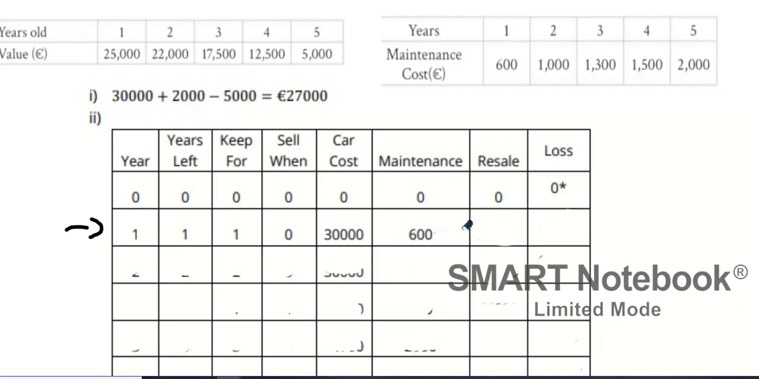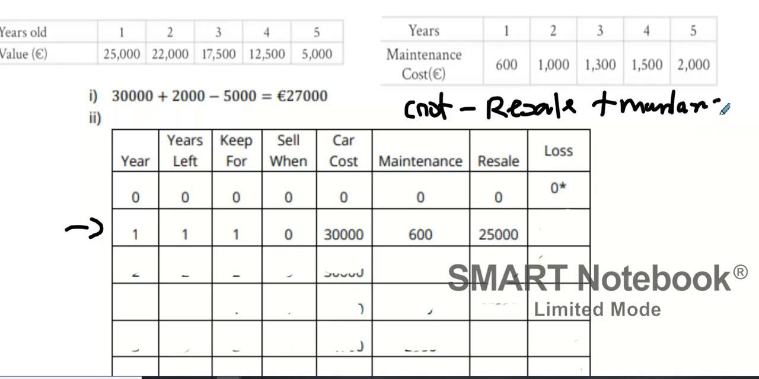Maintenance, 600 quid. You only keep it for 1 year. A resell of 25,000 because you only kept it for 1 year. How do I do this, guys? Cost take away resell, isn't it? Cost minus resell plus what? Plus maintenance. And what do we get? 5,600. Is that okay?